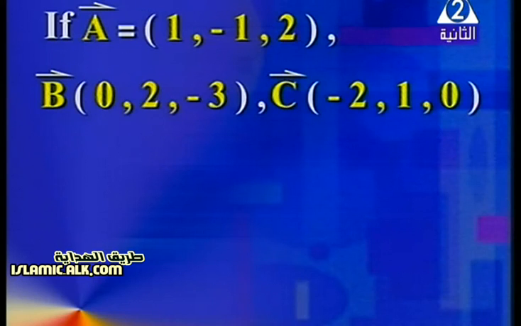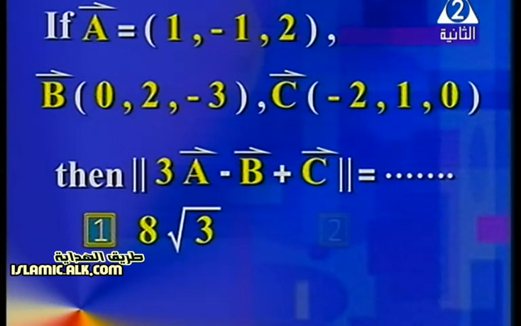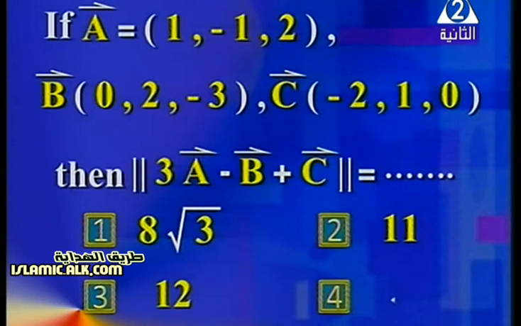If vector A equals (1, negative 1, 2), vector B equals (0, 2, negative 3), vector C equals (negative 2, 1, 0), then what is the norm of 3A minus B plus C? Options: 8 root 3, 11, 12, 7 root 2.